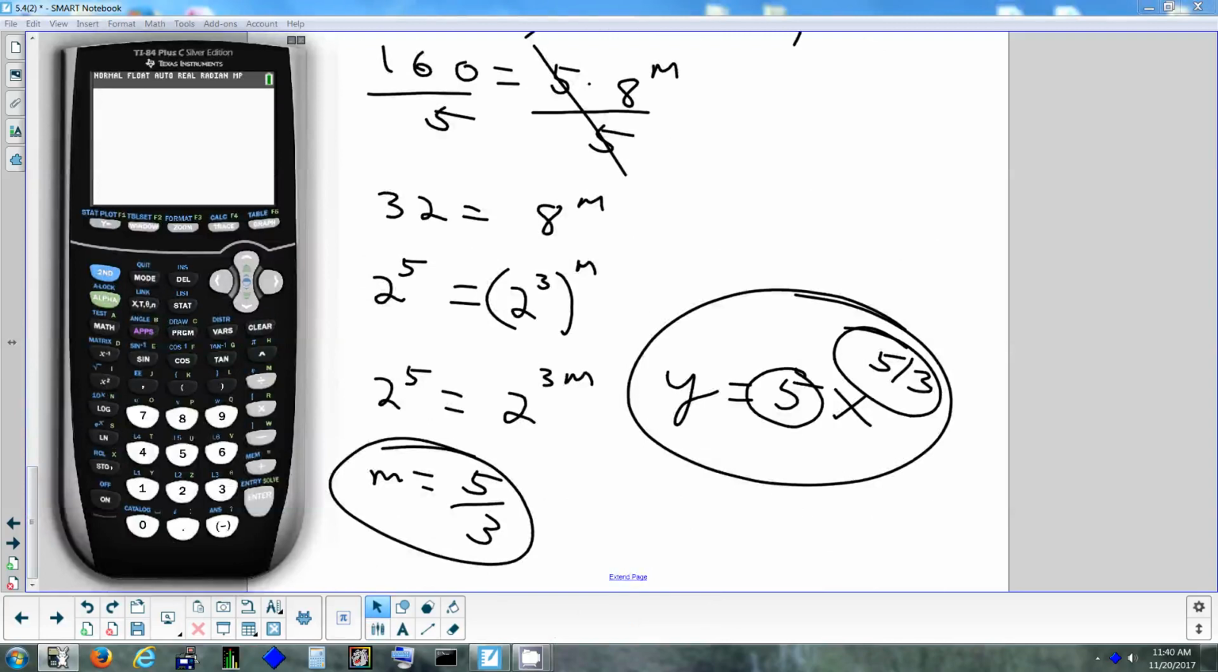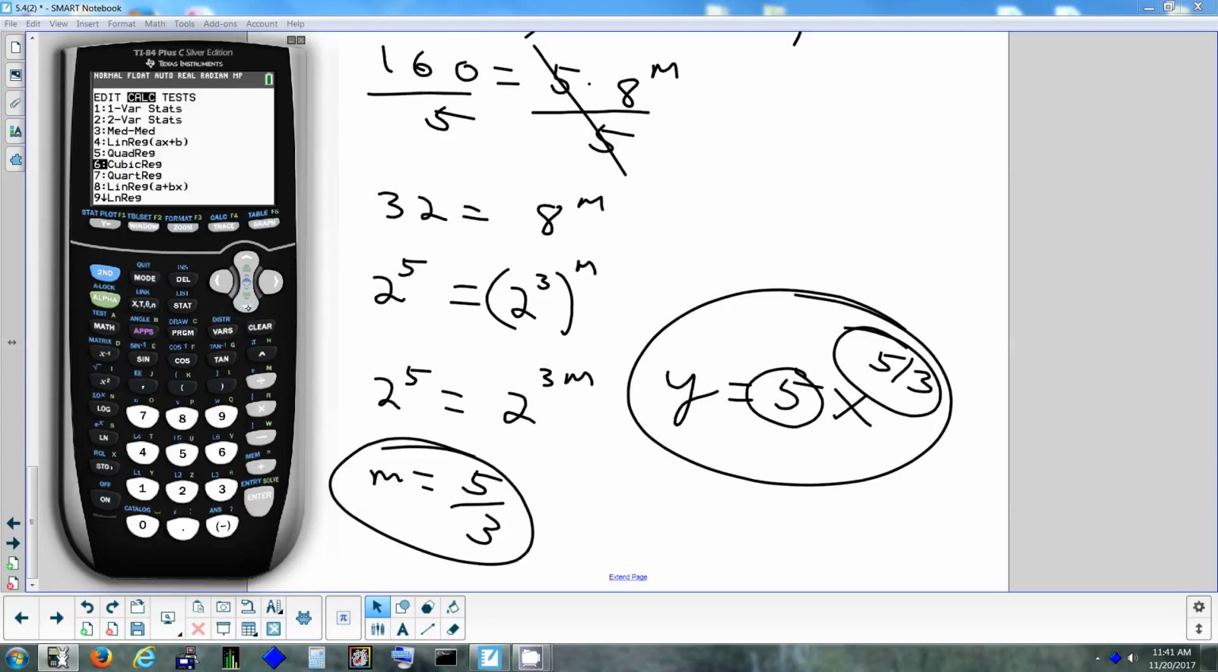Step 1 is to type in your data. We already did that. After you type in your data, the next step is to go to Stat, Calc. And under Calc, there's all kinds of regressions. A regression is the process of fitting an equation to data. You could do a linear regression, that's option 4. You could fit a parabola to data, or a cubic or a quartic. You can do all kinds of regressions.